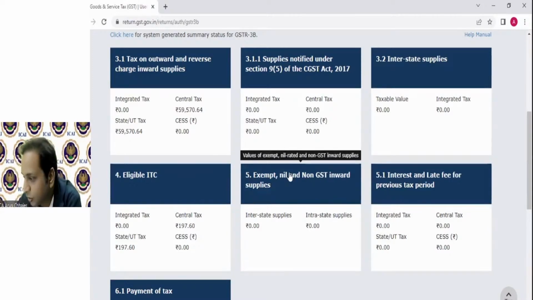Sir, I have taken QRMP and for the month of October, my turnover is more than 50 lakh. Okay. And I furnished it in GSTR1. Then for the next month, can I furnish an IFF?